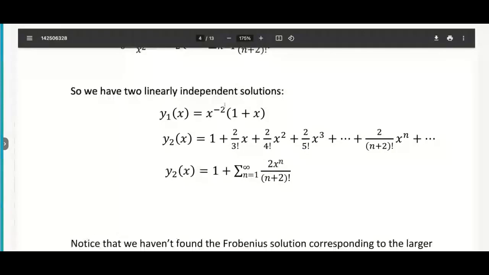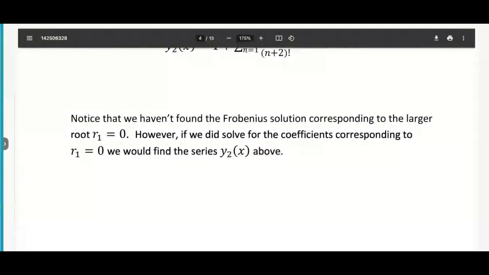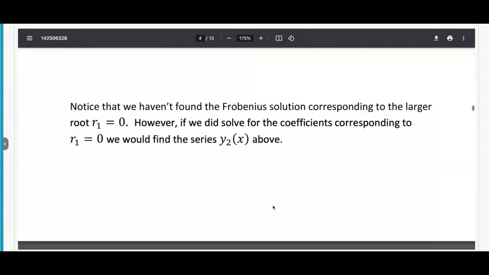So we have two linearly independent solutions, one for -2. So y1, y2, and y2 we can write as this, because y1 is for the solution r to be 0. Notice we haven't found the Frobenius solution corresponding to the larger root r1 equals 0. However, if we did solve for the coefficient corresponding to r1 equals 0, we would find series y2.